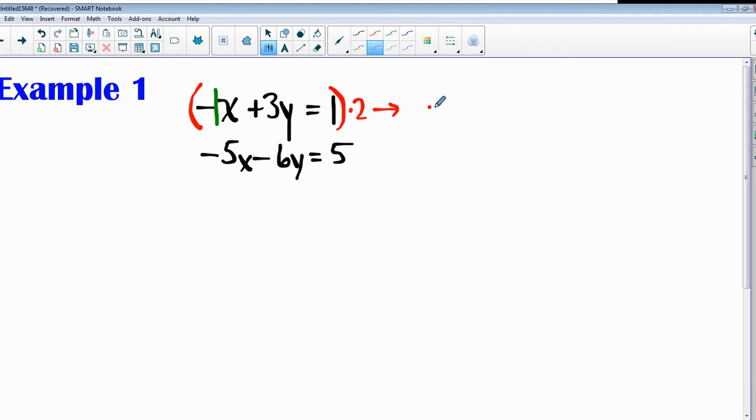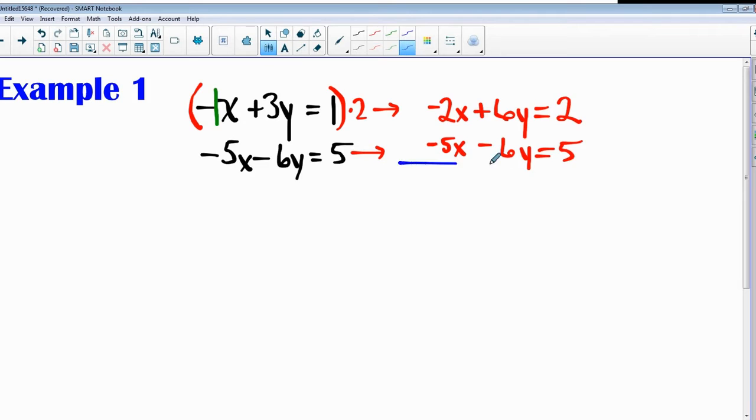I'll write that over here now. That'll be -2x plus 6y. Remember, we're distributing. Equals 2. Now, since this already is set up nicely, I'm just going to rewrite this one the way it is. So -5x minus 6y equals 5. Like I was just saying, we're going to add these in order to cancel the opposites on the y coordinates.